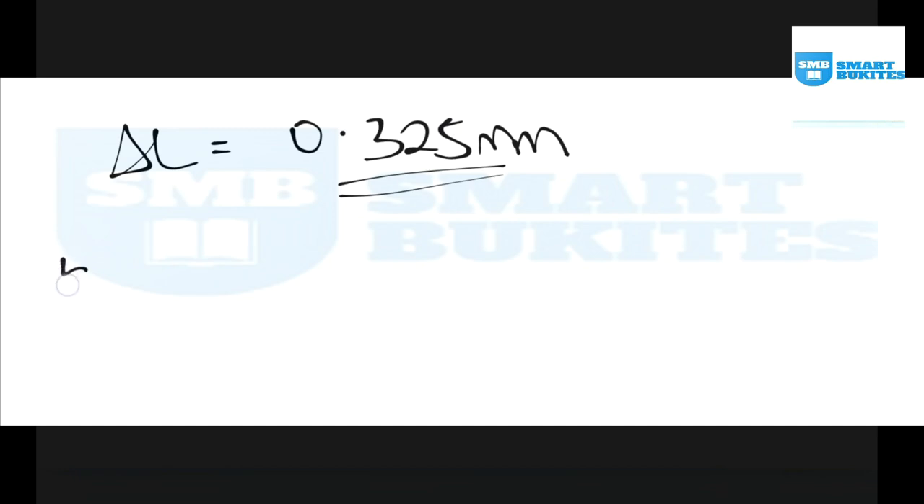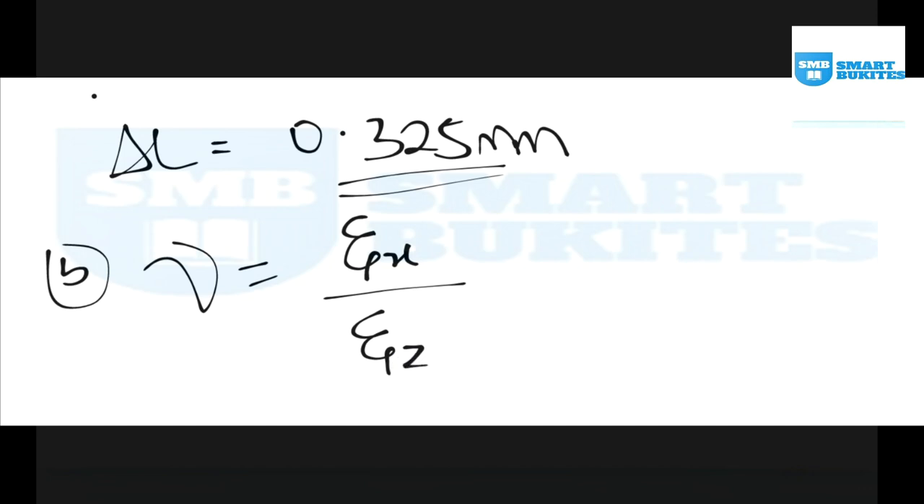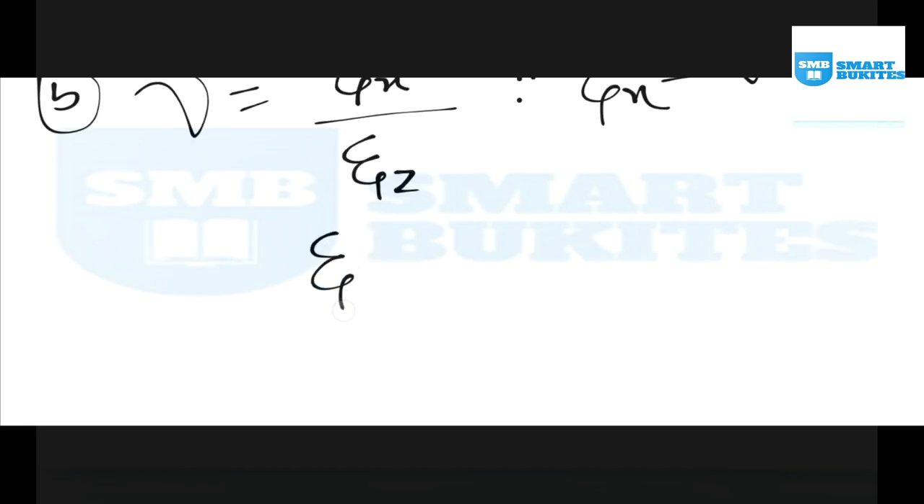For the B part of the question, we are told to find the change in diameter. For this, we are going to relate the Poisson's ratio with the strains. We know that the Poisson's ratio is equal to the strain with respect to the diameter over the strain with respect to the length. We have the strain with respect to the length. Now the strain with respect to the diameter is going to be the Poisson's ratio multiplied by the strain with respect to the length. So now the strain is going to be equal to 0.3 multiplied by 0.325, which is 0.0975.